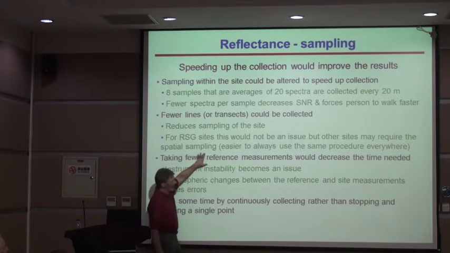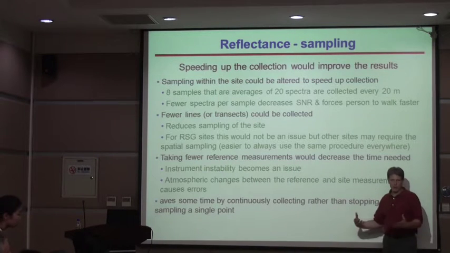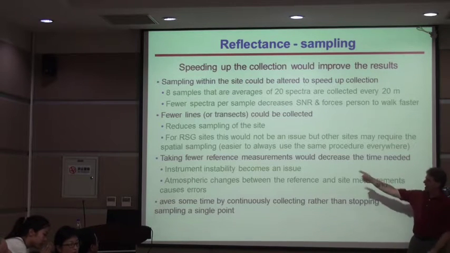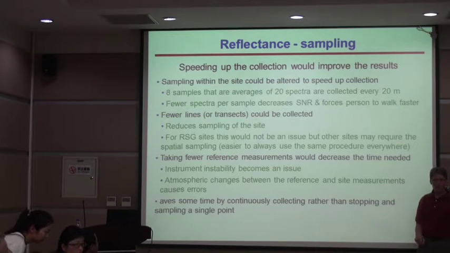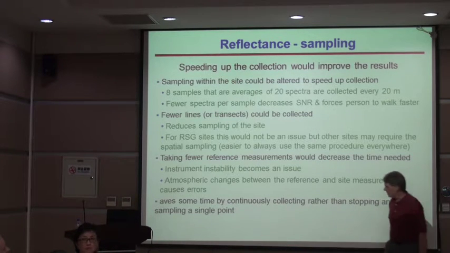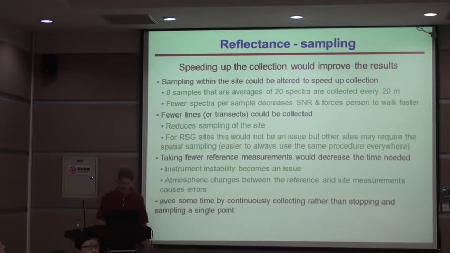The one thing that would help a lot would be reducing the references. If you had a really good spectrometer, you could leave the panel here, then just walk out and walk back and be done. But the spectrometer isn't good enough for that purpose. So you really need to be taking measurements periodically, and that slows the system down. So it's the instrument stability that becomes the issue. It does save some time by continuously collecting, but that's not a big deal.